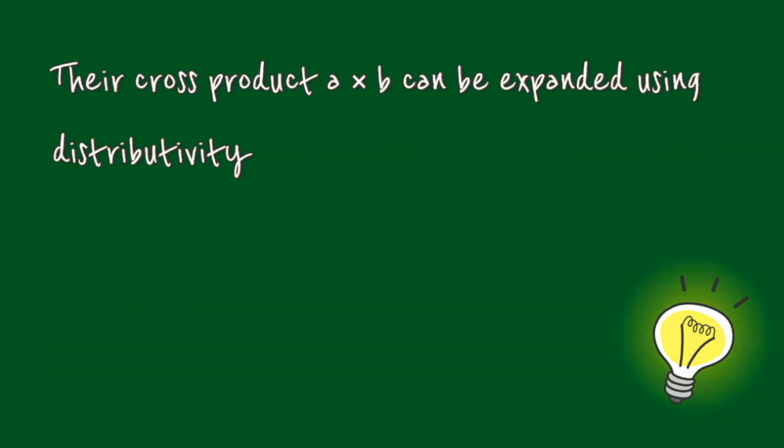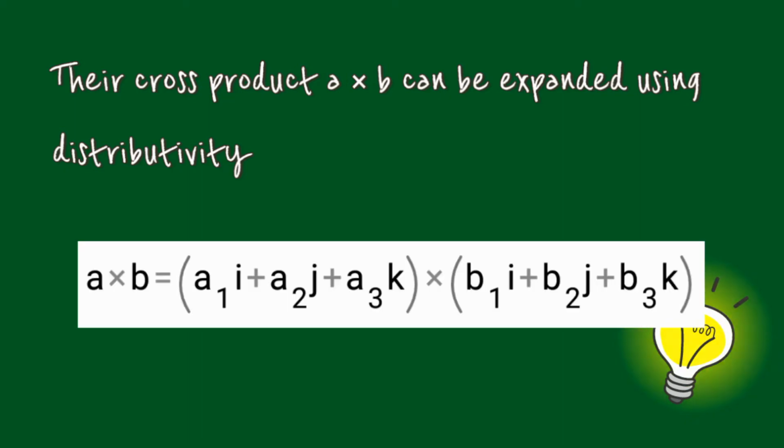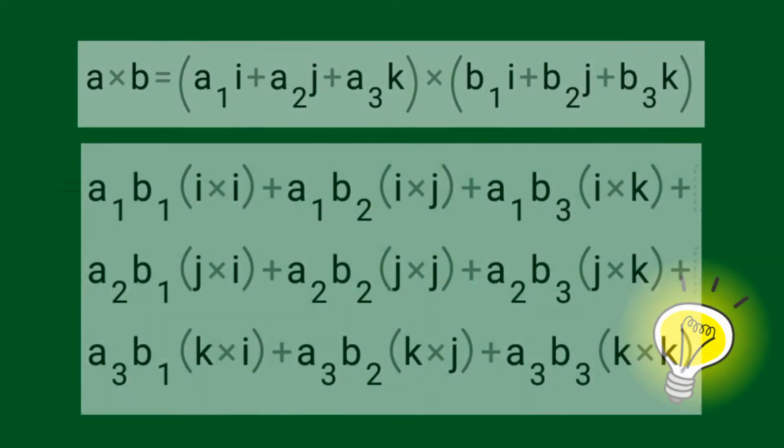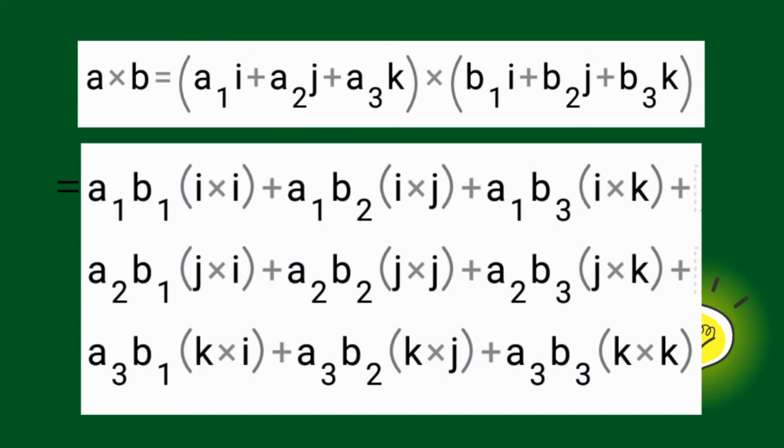Their cross product A cross B can be expanded using distributivity, where A cross B is equal to (A sub 1 i plus A sub 2 j plus A sub 3 k) cross (B sub 1 i plus B sub 2 j plus B sub 3 k), which is equal to A sub 1 B sub 1 times i cross i plus A sub 1 B sub 2 times i cross j plus A sub 1 B sub 3 times i cross k plus A sub 2 B sub 1 times j cross i plus A sub 2 B sub 2 times j cross j plus A sub 2 B sub 3 times j cross k plus A sub 3 B sub 1 times k cross i plus A sub 3 B sub 2 times k cross j plus A sub 3 B sub 3 times k cross k.